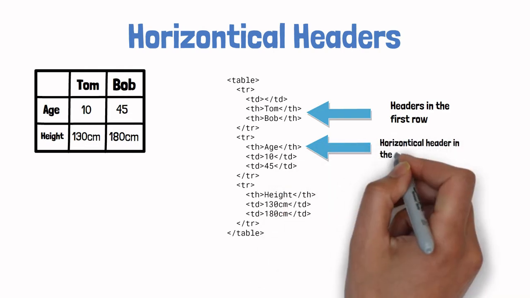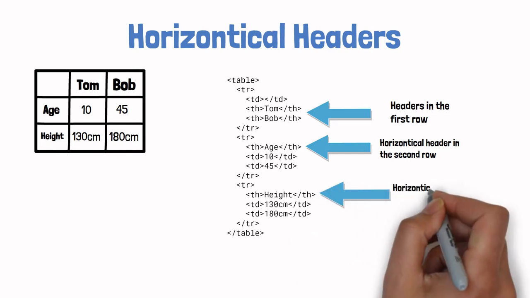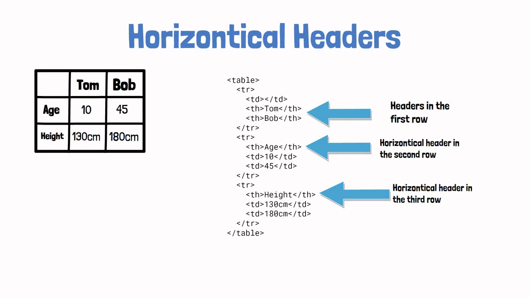The second and third table row elements will also have 3 cells, where the first is a table header element and the other 2 are table data cells.